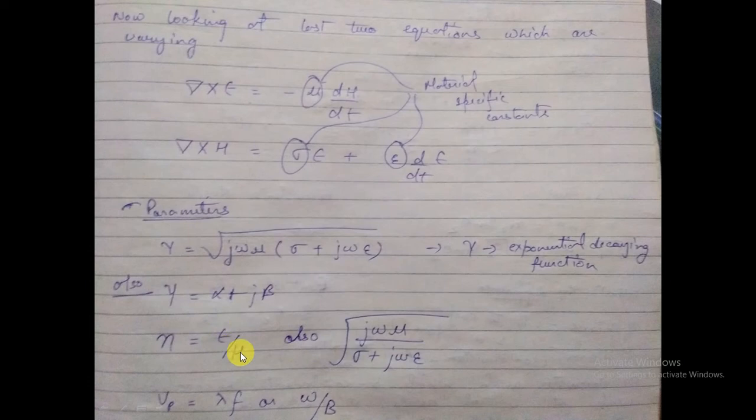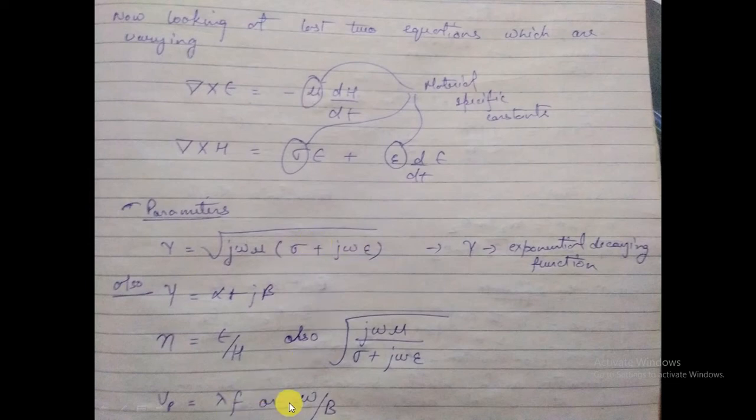E by H is one of the ways to find it, and the other way is j omega mu by sigma plus j omega epsilon. Excellent. So you just need to remember that j omega mu is always in front, and then it will be divided in the denominator in the form of eta, and in the case of sigma and lambda it will be multiplied.